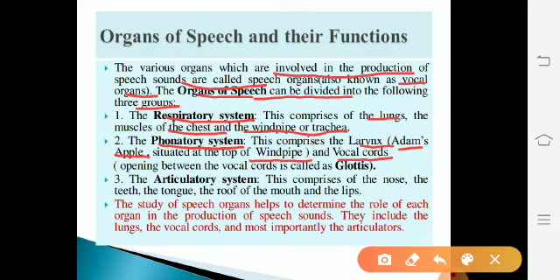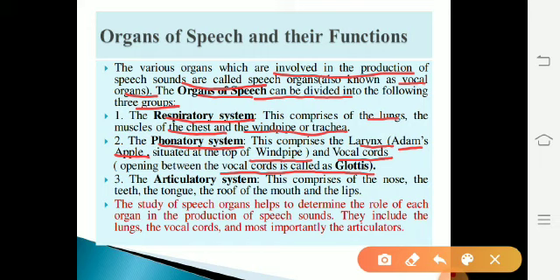In the larynx, there is a pair of lip-like structures. They are called vocal cords, which are attached in the front and separated at the back. The opening between the vocal cords is called the glottis. This is very important. The vocal cords can be opened and closed.